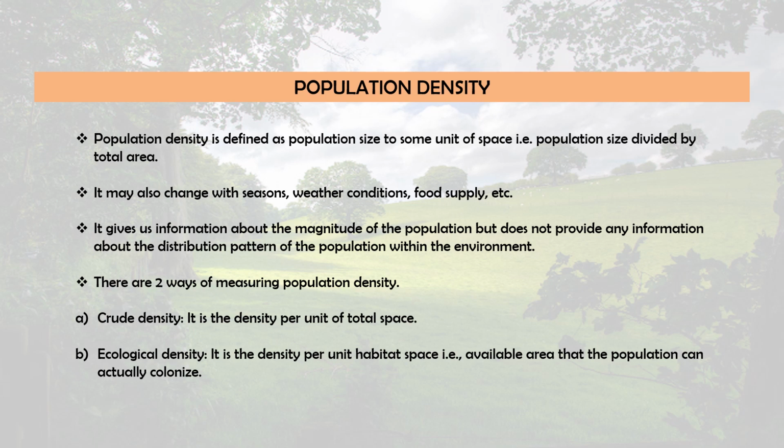So this is the disadvantage of this population density characteristic. There are two ways of measuring population density. The first one is crude density and the second one is ecological density. Crude density is the density per unit total space. So if we consider an area of 100 square meters and the number of individuals residing in that area is 200, the density will be 200 by 100, which is equal to 2.